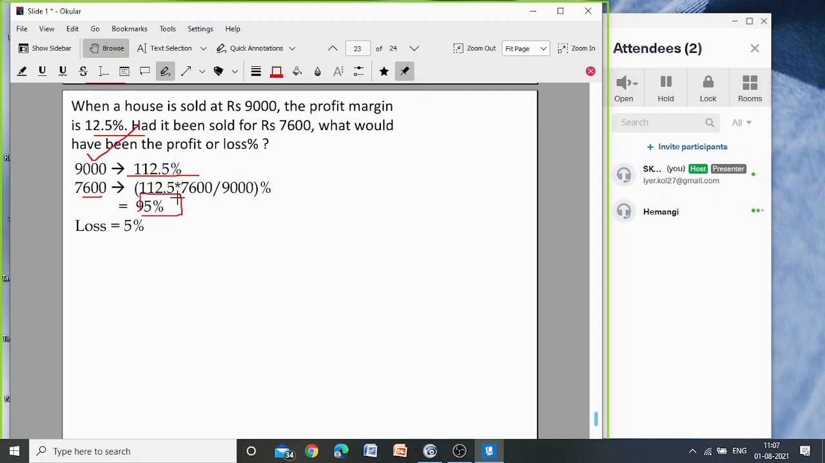So 95 means below 100. Below 100 is money loss, above 100 is money gain. So 95% means 5% loss. This was 112.5 because 12.5 was a profit. And you calculate in the unitary method how much 1% is, how much 7,600 is, and you get 95%. Anything less than 100 is loss, anything more than 100 is profit. So this is 5% less than 100, that means a 5% loss. Okay, beta?